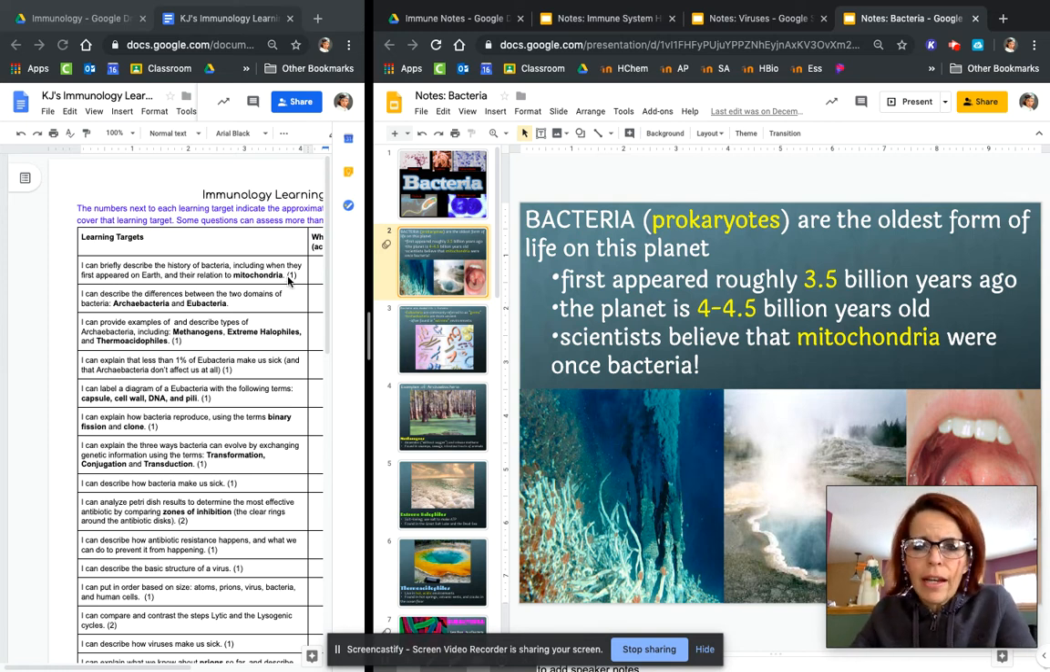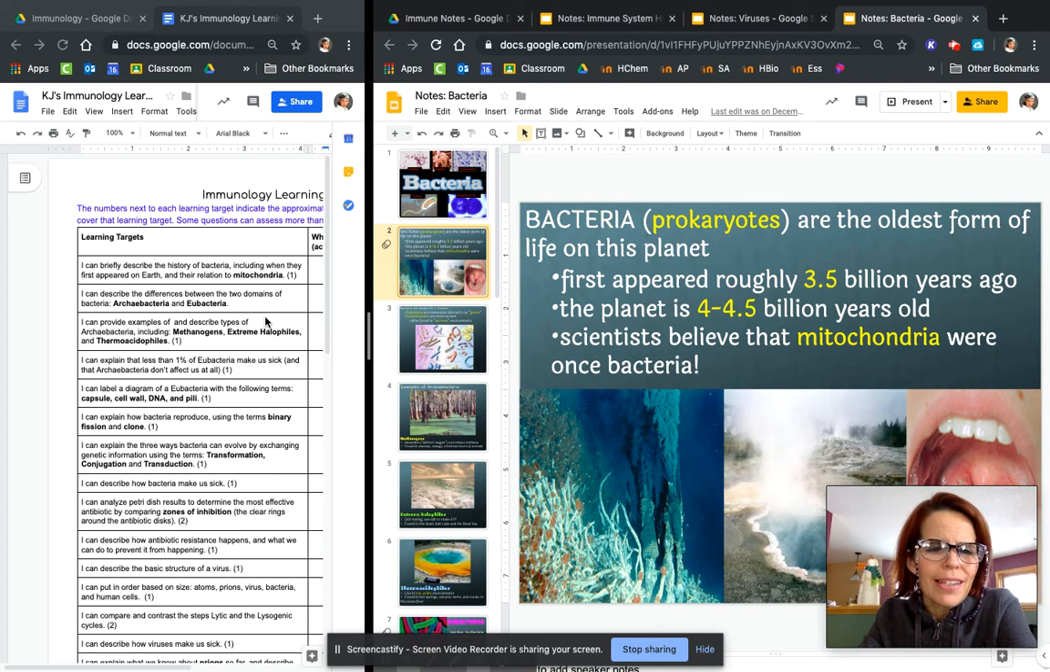Oh, and do you see the number next to the learning target where it says their relation to mitochondria, and then there's a number 1? That gives you an indication of approximately how many questions I have on the test that has to do with that learning target. Any given year, I might remove a learning target or a question, or I might add them depending on what we covered during the year. So it's an approximate, it's not a for sure.